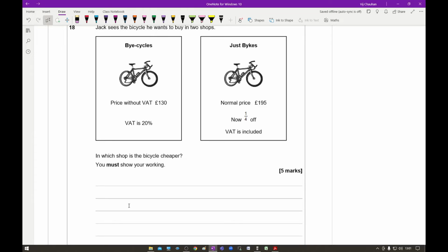So for this, what I need to do is actually work out each of the amounts separately. So for the first one, we need to add 20%. So we need to, first of all, work out 10% of 130, which is 13. So 20% is going to equal 26. So the total price is going to be 130 plus 26, which is £156.